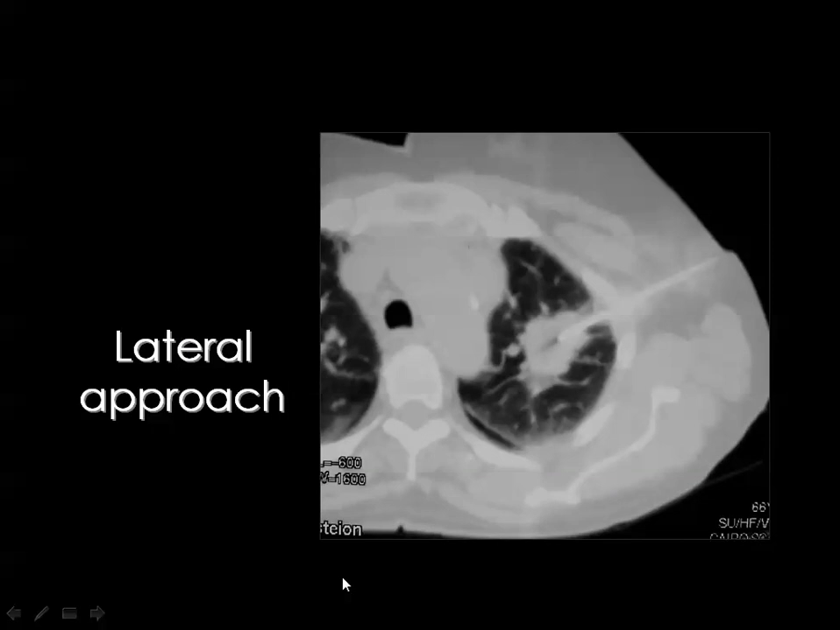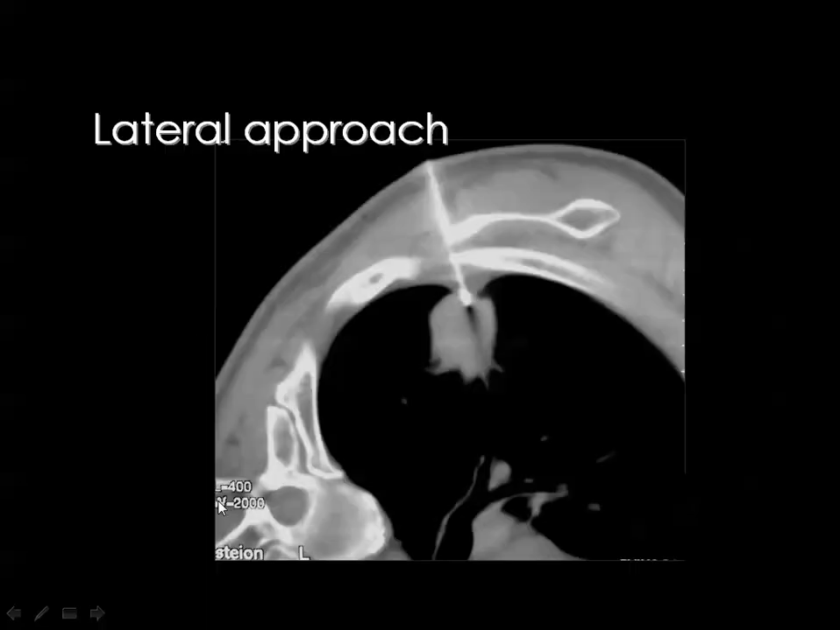Sometimes we go from the lateral approach like this one, avoiding the vessels in the axilla as well, because this lesion is relatively nearer to the chest wall from the anterior approach or the posterior approach. This is what we call the lateral decubitus position.